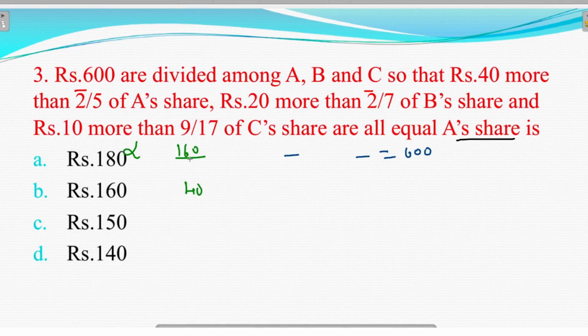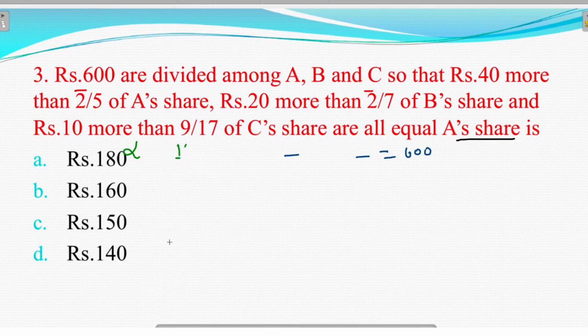40 percentage of 160, because 2 by 5 means 40 percentage of 160, that will be 64, 104. If it is 104, here also 104, because everyone is equal now. 104 minus 10 will be 94. 94 is not a 9 multiple, so it is not my answer.